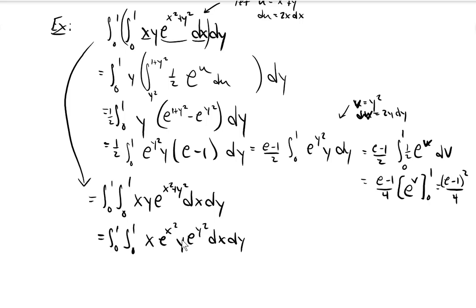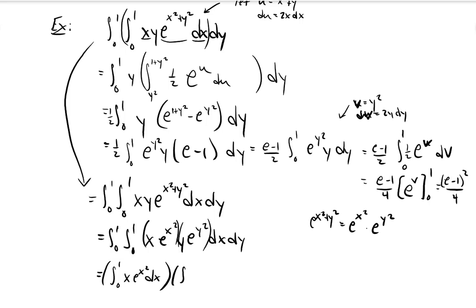And now notice I can separate that out. e to the x squared plus y squared is just e to the x squared times e to the y squared. It's a nice fact there. And so now this is fully separable. We have a function of x times a function of y. The function of y looks like a constant to this x integral. So I know I can split this up just like we did earlier in the separable integral. I can write this as the x integration times the y integration.